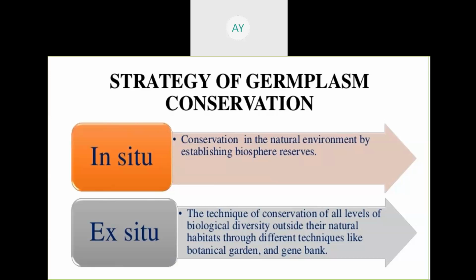It is the technique of conservation of all levels of biological diversity outside their natural habitat. Outside, I'm talking about not in the field condition, not in the forest area where plants grow as per their own environmental condition. Through techniques like botanical gardens, glasshouse, greenhouse condition, and the gene bank inside the lab, you are going to multiply the plants and supply the water as per our desire, so that the plant can multiply. You will supply the fertilizer and the manure as per our requirements. Ex situ means under human-controlled environmental condition, in the protected condition at particular temperature and particular relative humidity, not in the natural condition.